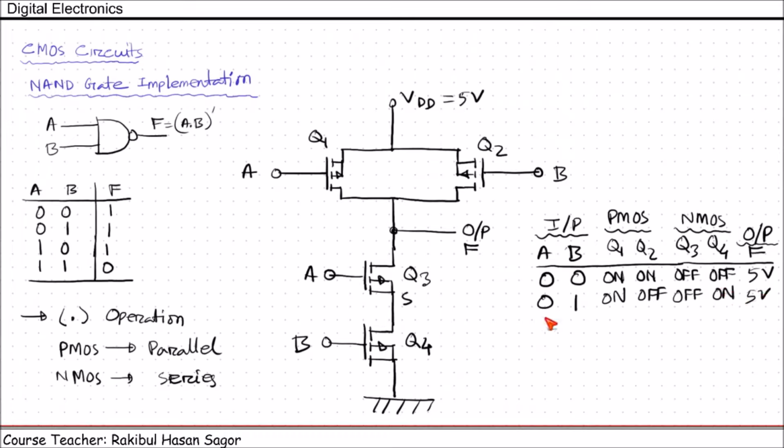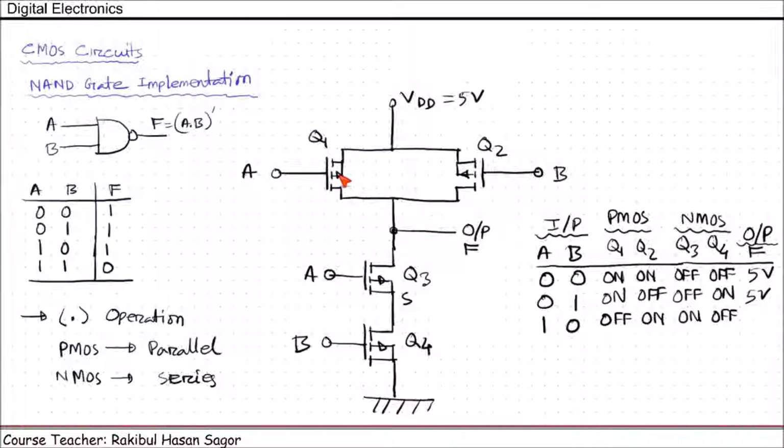Now when we are providing 1, 0, then Q1 will be off, Q2 will be on, Q3 will be on, and Q4 will be off. As one of the NMOS is off, the output will not be connected with ground. As one of the PMOS, that means Q2, is on, this line is shorted, so the output voltage will be 5 volts.